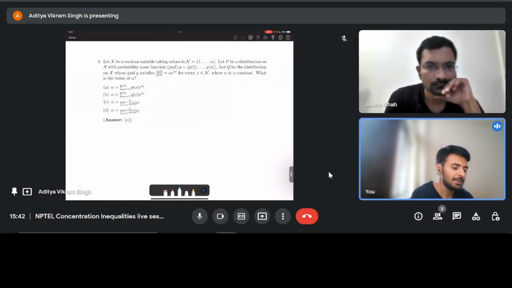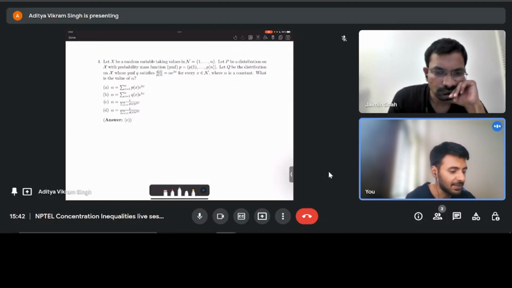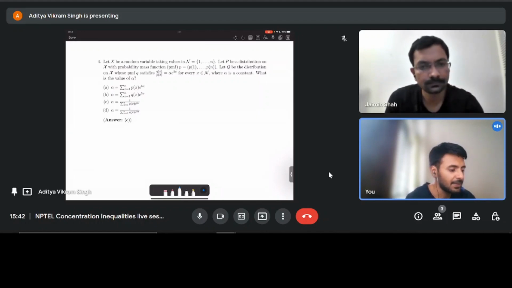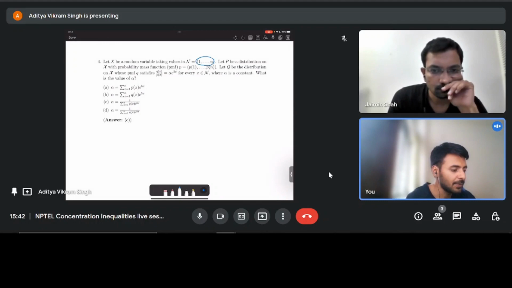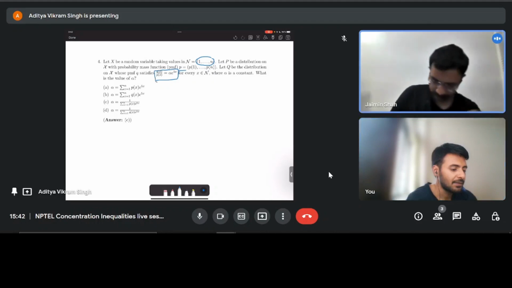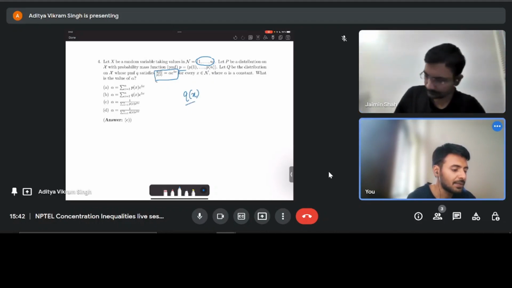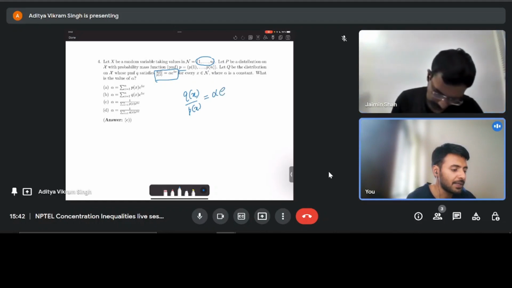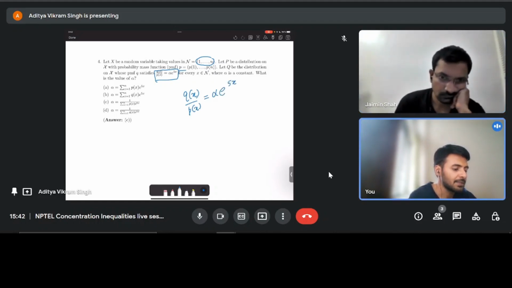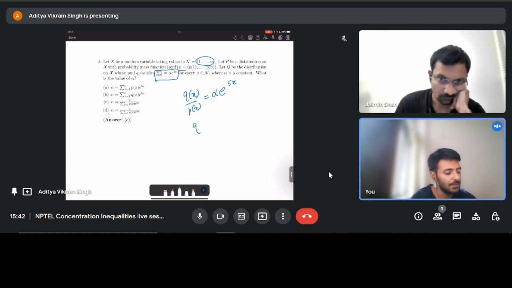Okay, so this is the Radon Nikodym theorem. This is something we discussed last time. So let x be a random variable taking values in 1 to n, so a discrete random variable. P is a distribution with this PMF, and Q is a distribution. We only know that Q satisfies this: Qx by Px is alpha e power 5x, where alpha is some constant. So what is the value of alpha? This is just computing the normalization constant. So this means that Qx is alpha e power 5x Px.